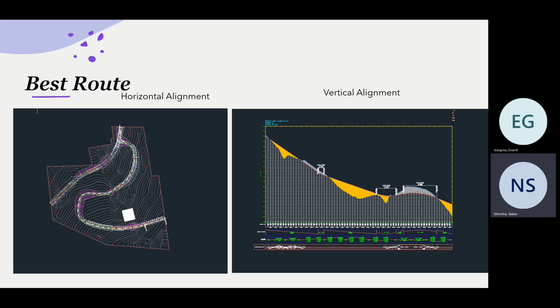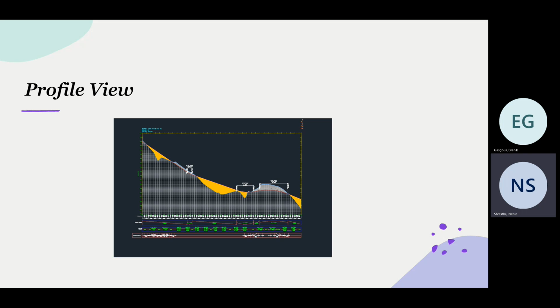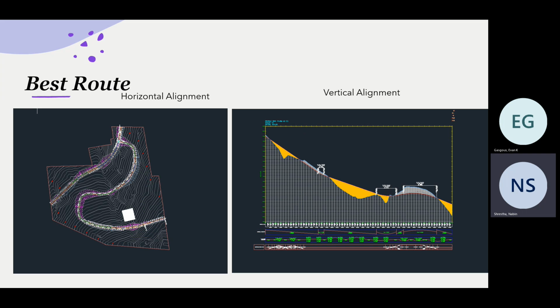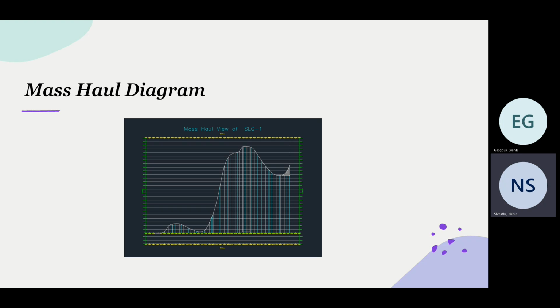Okay, now this is the profile view for our best route, as you can see on the screen. I'm moving on. This is the first route, and this is the horizontal alignment and the vertical alignment. And this is the cross-section area. And this is the mass haul diagram. Now I want to give it to Ivan.